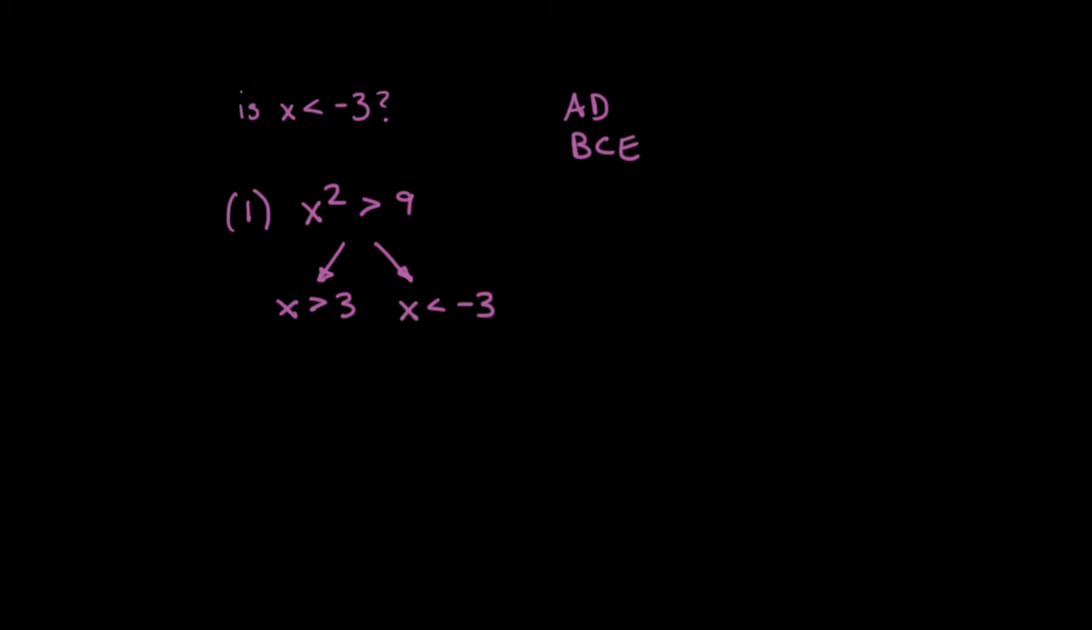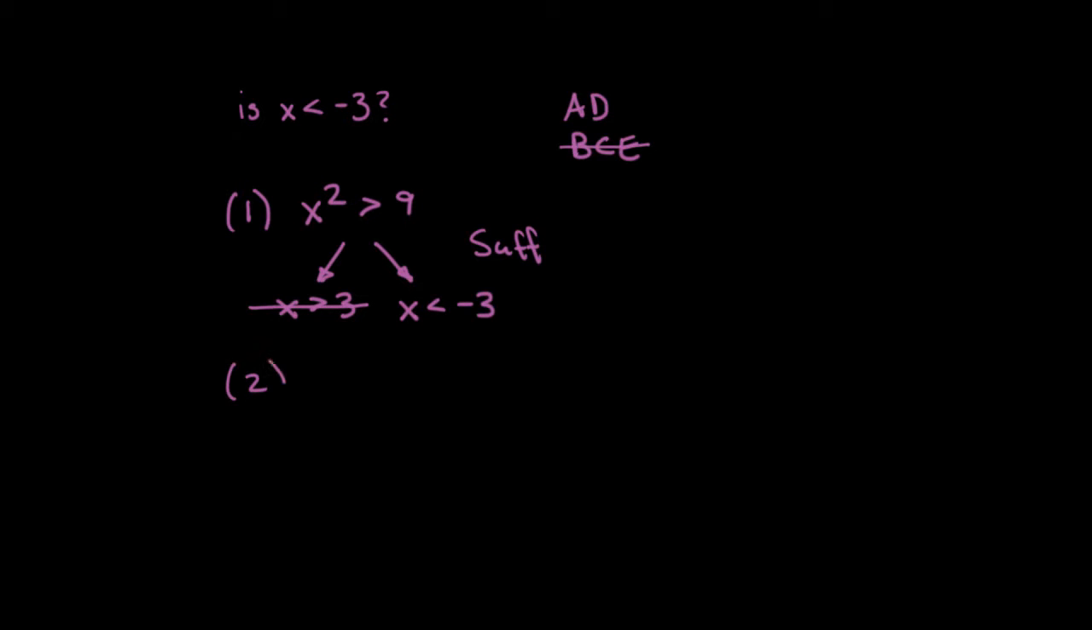But remember, the question stem also tells us that x is negative, which means x can't be greater than 3. So I can ignore the positive case here. And I know now that x is less than negative 3, making statement 1 sufficient to answer the question. So the correct answer must be A or D.